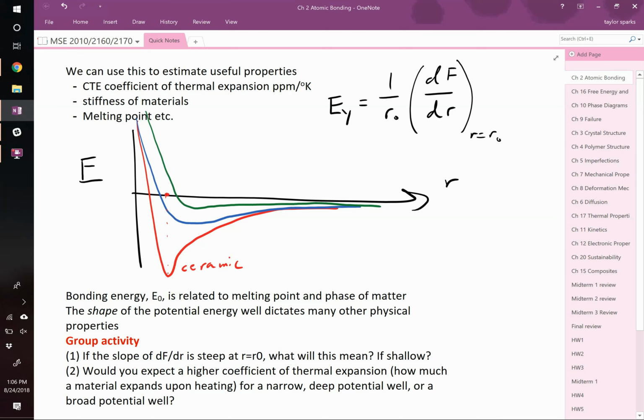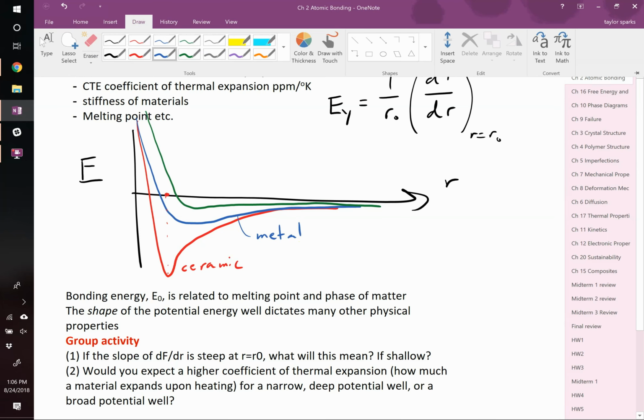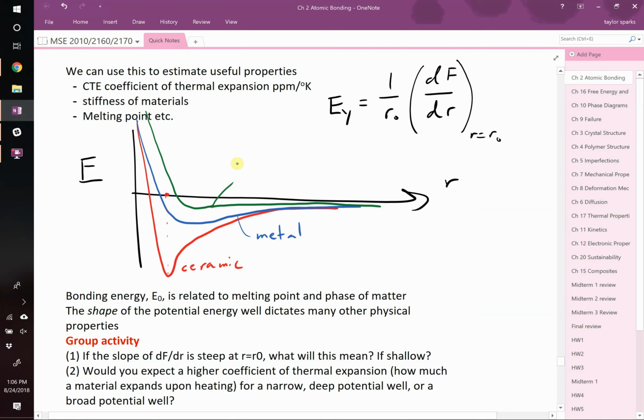So exactly right. And then metals are going to be in between. And polymers will be the lowest. And again, these are all just rules of thumb, and there are exceptions. Like there's really high melting point metals, and there's probably ceramics that melt at low temperatures. Yeah, there are, like water. That's a ceramic, and it melts really low. So there's exceptions to these, but in general, these are the rules.